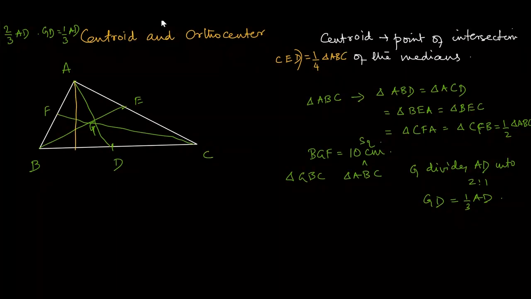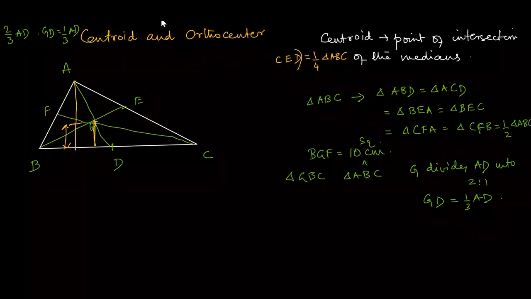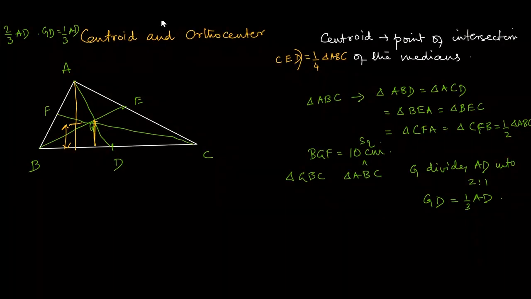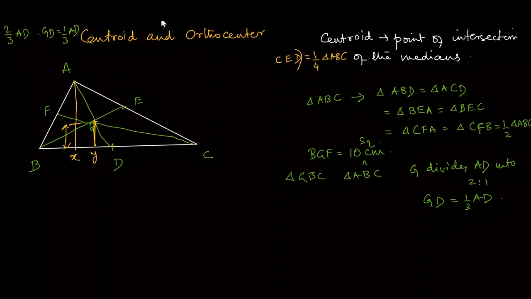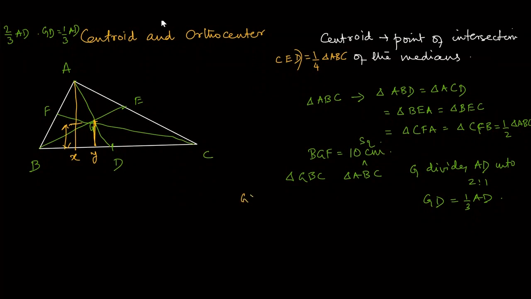That means if I drop a perpendicular, that perpendicular will also be in the same ratio, right? So which means that the length of the height from BC to this point G would be 1/3 of the height of A to BC. If I call this X and Y, that means by similarity of triangles, we can prove GY is 1/3 of AX. We can do that, right?